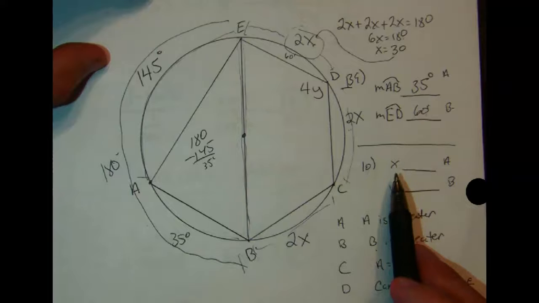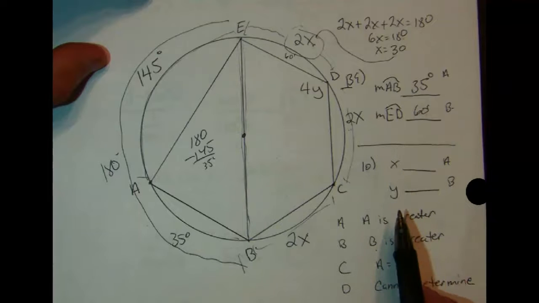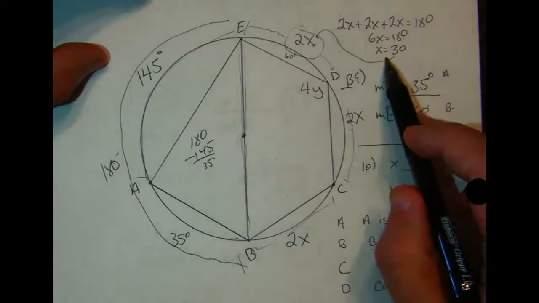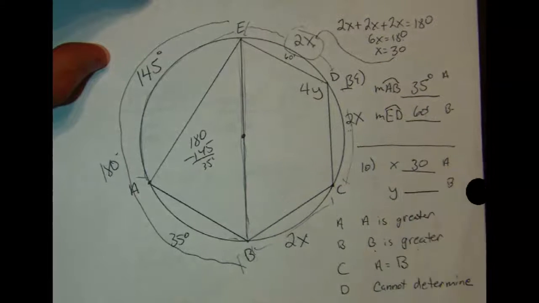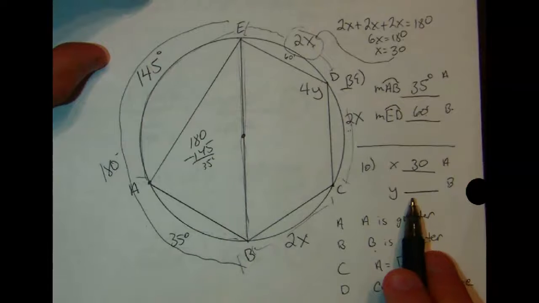Now, let's look at number 10. Number 10, column A is x, column B is y. Well, we've already found x. X is 30. So we can go ahead and write in 30 for x. But here comes the difficult part. We need to figure out what y is.